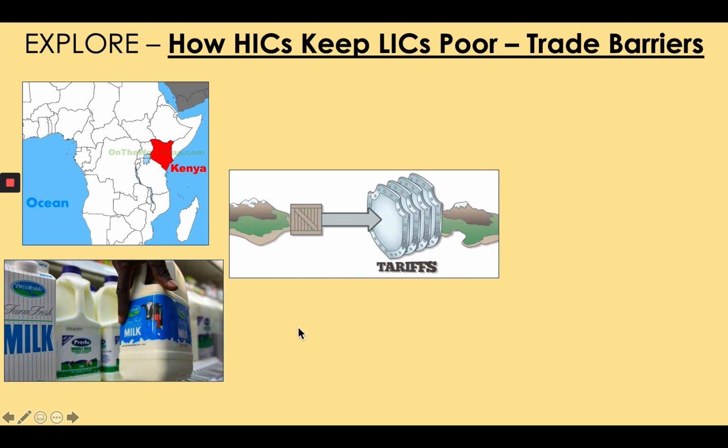This tax makes the product more expensive, so that when the product sits in a UK supermarket, it is now more expensive than the same product made in the UK. And because it's more expensive, fewer people buy it, which means the income for the Kenyan farmers is lower. And as a result, they pay fewer taxes and they have less money to spend on improving their lives. So a tariff is a tax on imports. Now, why would a country want to put tariffs in place?